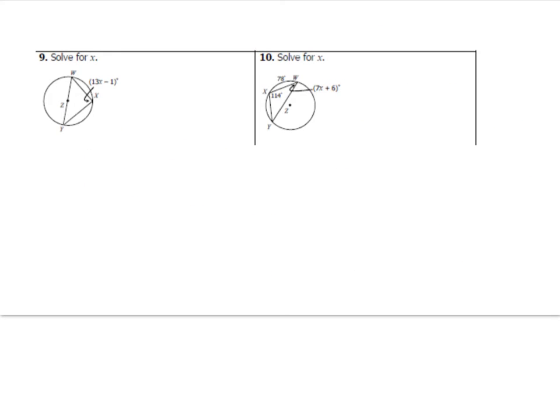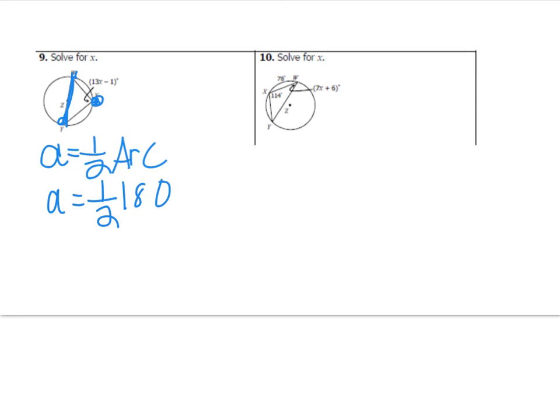Number 9 looks a little different. I can see here that angle X is on the circle. It is inscribed, and so I can write my formula down that the angle is equal to half the arc. I can see that the endpoints here represent a diameter, so I know the angle is going to be half of 180. The angle is represented by 13x minus 1, and half of 180 is equal to 90. Let's go ahead and solve that, find out what x is, and then we can move on. We find out that x is equal to 7.